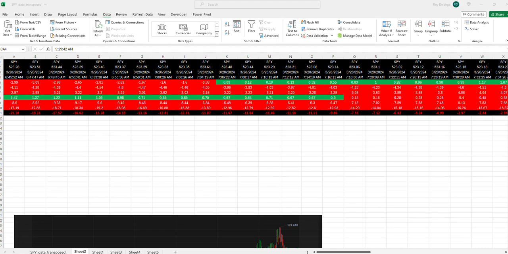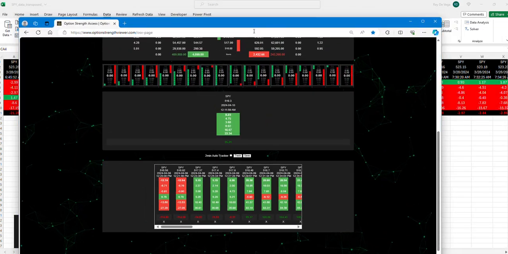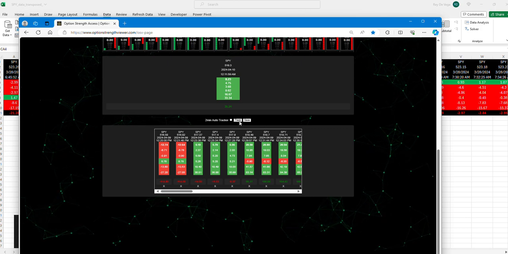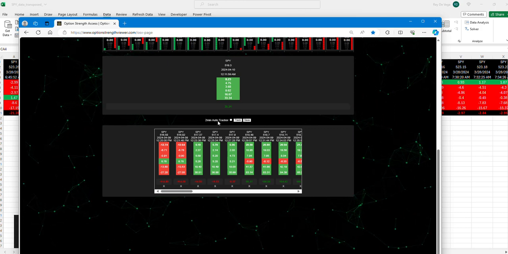What's going on, guys? How do you read OSV? One of the common questions I get. Before I show you what all this means, let me just show you the auto tracker.